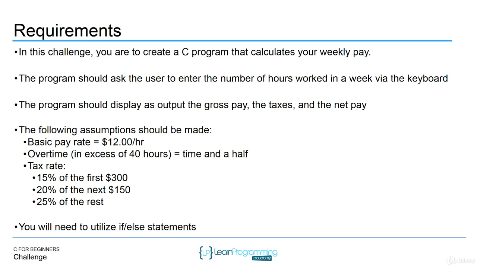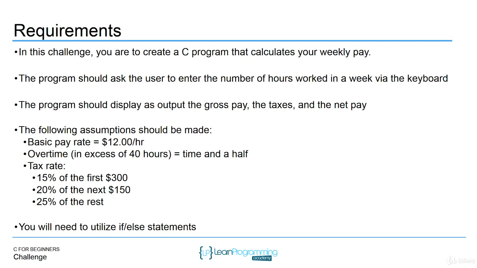Now the taxes are going to be calculated differently for that entire 570. For the first 300 that you make, you're going to have a tax rate of 15%, so you want to tax 15% of 300. And then from 300 to 450, which is $150, that's going to be taxed at a 20% rate, only the 150. And then whatever is made more than that, you're going to tax at a rate of 25%.